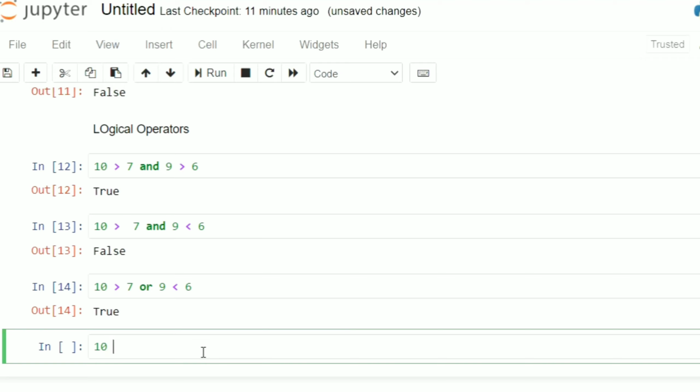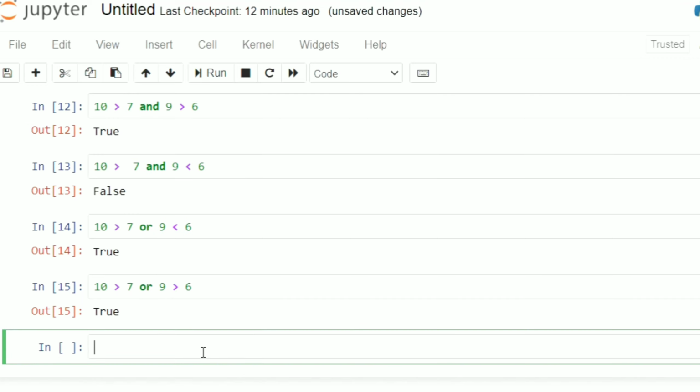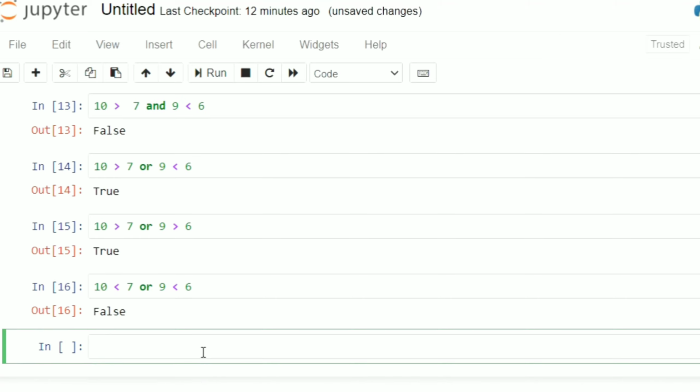If I am writing 10 greater than 7 or 9 greater than 6, still I will be getting the answer as true. It will return false only when both the conditions are false. Now you can see 10 less than 7 is false, and I am writing OR 9 less than 6, this condition is also false, so it will return false.